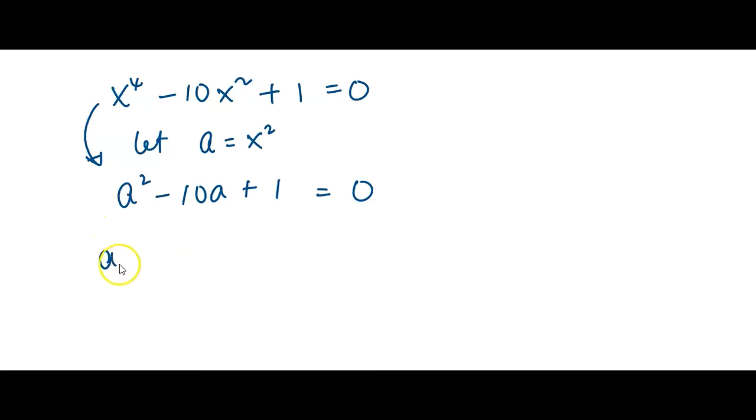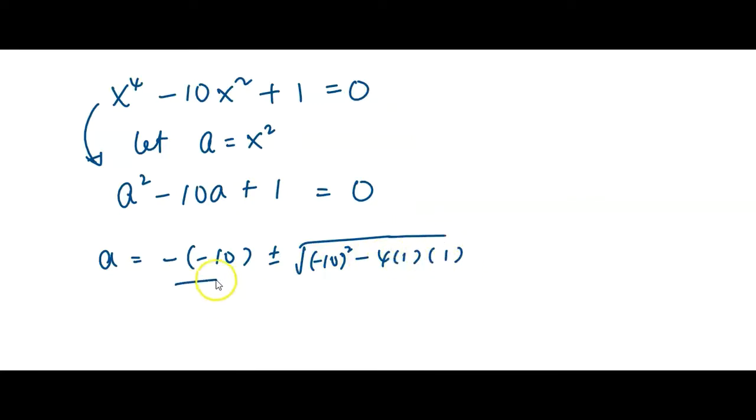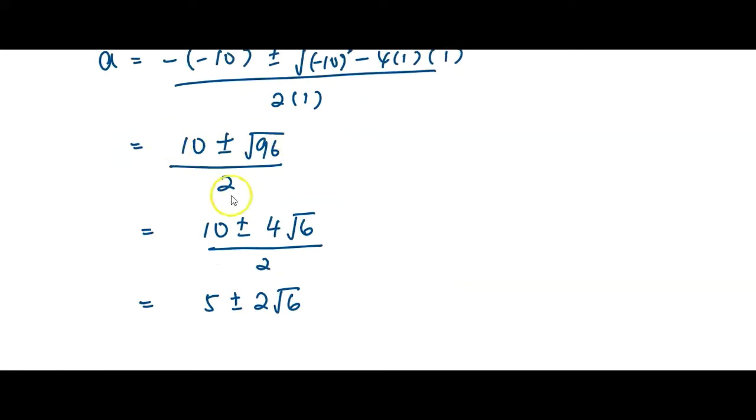Then now I'm going to use a formula to solve for a, which is negative b plus minus the square root of b squared, that will be 100 later on, minus 4ac, over 2a. After simplifying, I have this, and simplify further. Finally, you have a equals 5 plus minus 2 surd 6.